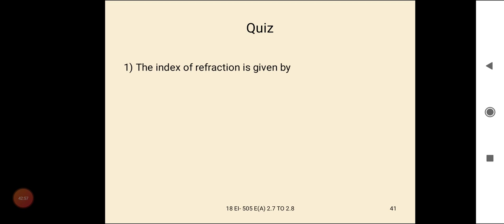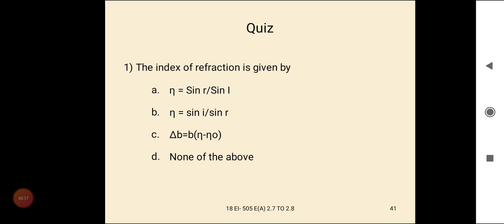Quiz. The index of refraction is given by: A. Eta equivalent to sin R by sin I. B. Eta equivalent to sin I by sin R. C. Delta B is equal to B of eta minus eta naught. D. None of the above. The answer is B. Eta equivalent to sin I by sin R, that is, the angle of incidence to the angle of refraction. Thank you.